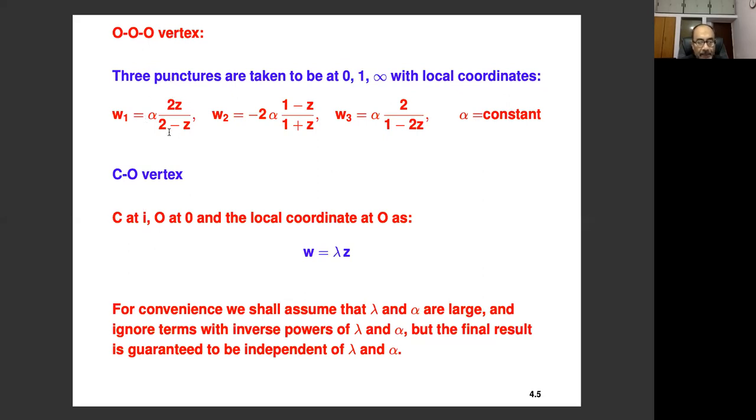The second property that these vortices have is that there is a cyclic permutation that we can make between 0, 1, and infinity. If you take the transformation z goes to 1 over 1 minus z, that takes 0 to 1, 1 to infinity, and infinity to 0. And you can convince yourself that that same transformation just cyclically permutes these 3 local coordinates. So we say this vortex is cyclically symmetric.